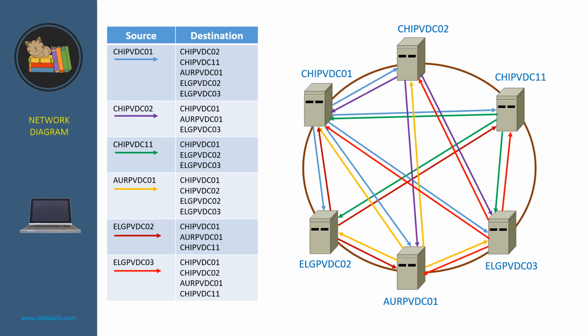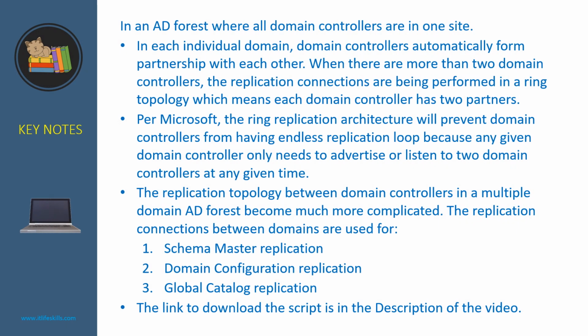The replication connections between domains are used for schema replication, domain configuration replication, and global catalog replications. This is the end of this lesson. Let's read the keynotes.